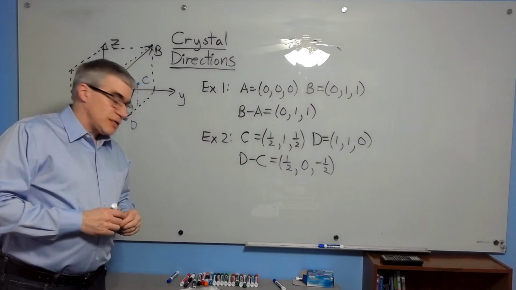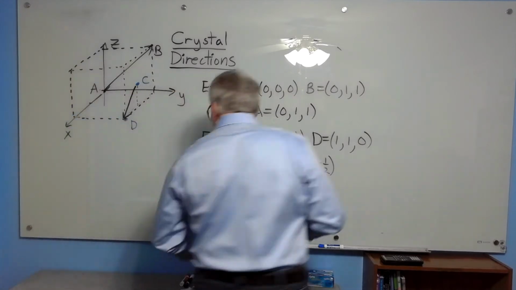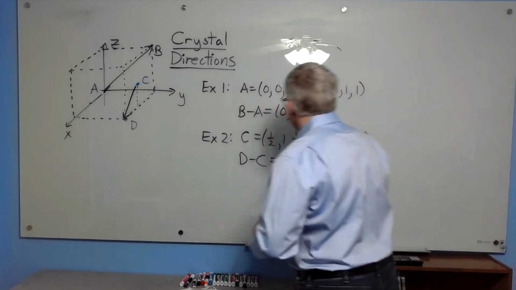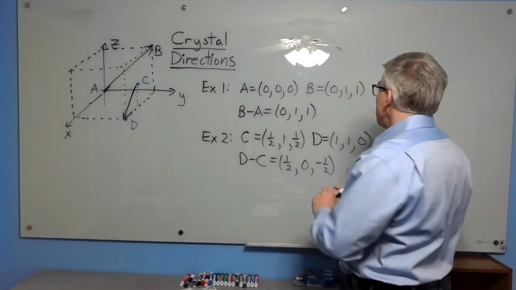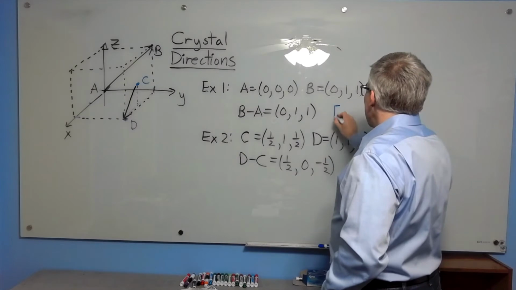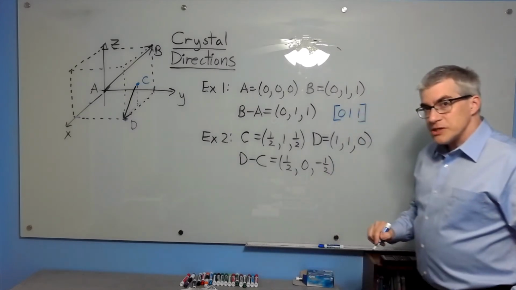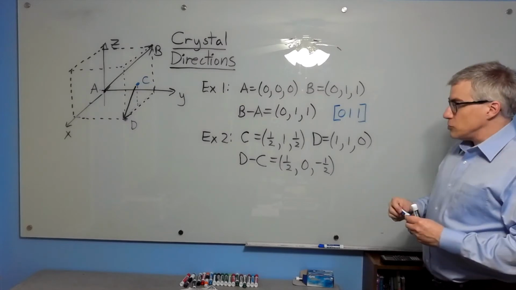That's most of the way to the notation, but we want to make a very compact notation here. So they do a couple of tricks. First trick is no commas. Second point is to use square brackets. So [0 1 1] is the answer for the first example. That's the code for that direction.